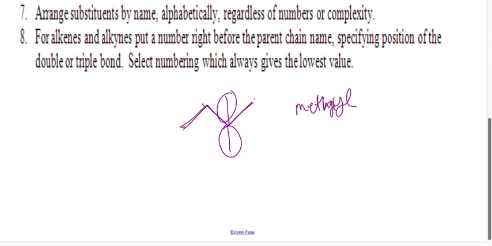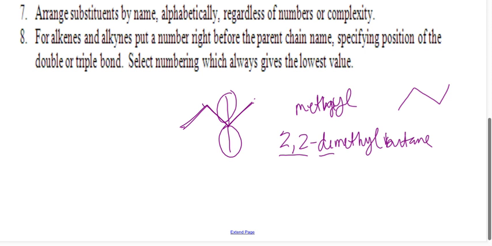Okay? So if you have 2 of the same group, you have to use the prefix di, or tri if there's 3 of the same group. So here we have on carbon 2, I'm just going to write the name and then we'll talk about it. This is called 2,2-dimethylbutane. So because we have 2 of the identical substituent group, we're not going to say methyl-methyl. That sounds weird. So we say dimethyl. If you have di, you need 2 numbers.